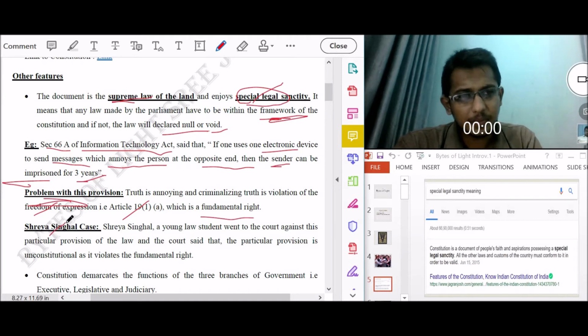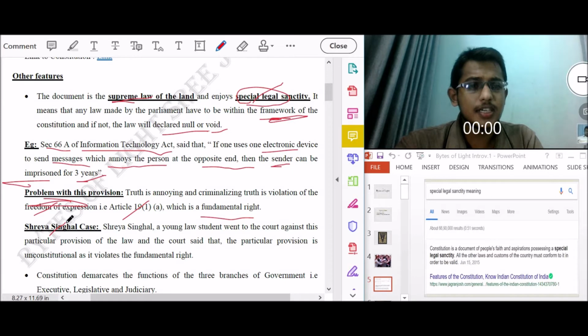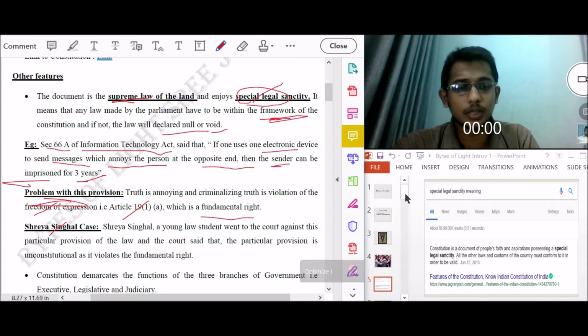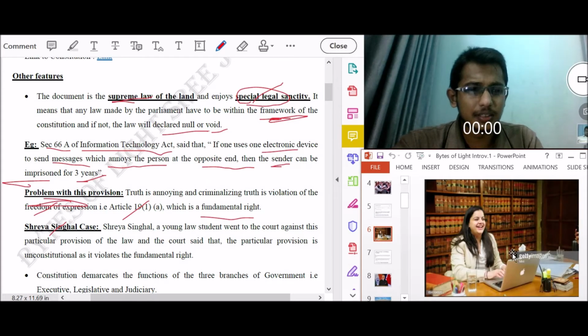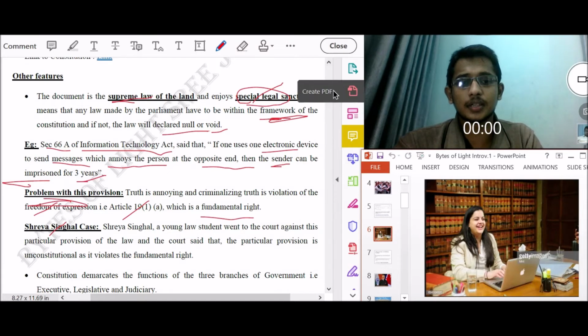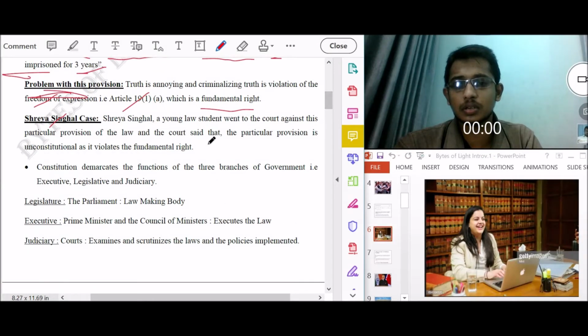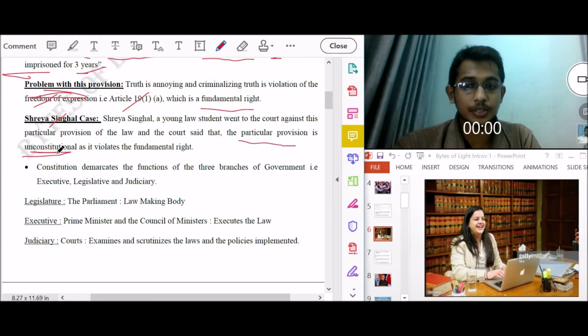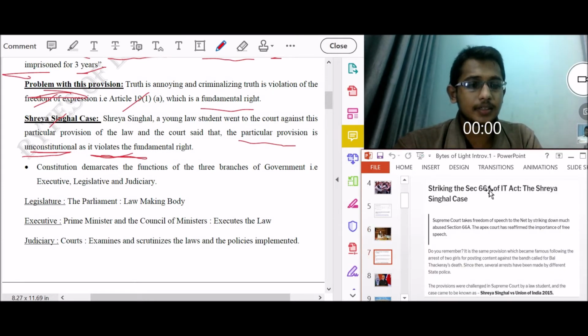Shreya Singhal, who was a young lawyer, brought a case against this particular provision in the Supreme Court. I shall show you who is Shreya Singhal. As you can see here, this is Shreya Singhal. She brought a case against this provision, and then the Supreme Court said that no, this is not right, and said that the provision is unconstitutional. That is, it doesn't come within the framework of the constitution and it violates the fundamental right. Then the provision was struck down. You can see that here, striking down section 66A of the IT Act, the Shreya Singhal case. You can just read it.